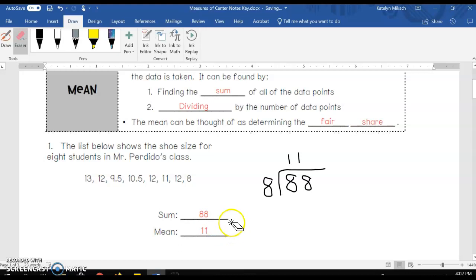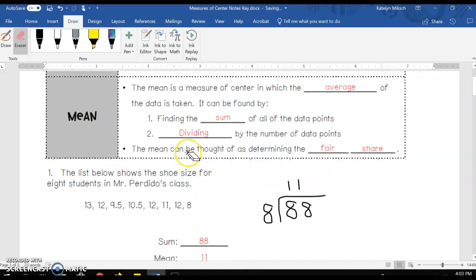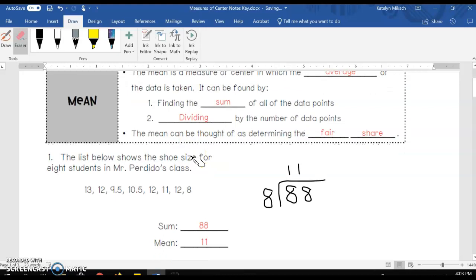And you can always check for reasonableness. If I look at these numbers, they're all pretty close to 11. So if I were to get something like 2, that wouldn't make sense because all of these numbers are larger than 2. So just check for reasonableness when you're doing these problems, just like you would any other problem in math class. Okay, so that is mean or average.